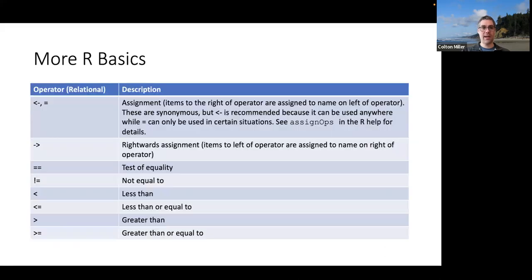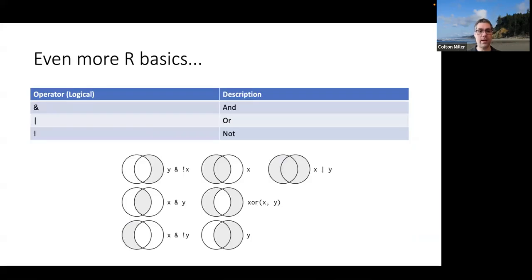I'm going to skip this because I added this as a separate topic that we just covered before. The one thing I'll cover here is that both this kind of arrow assignment and the equal sign are assignments, but the arrow is recommended generally in R because it can be used anywhere, while the equal sign can only be used in certain situations. People by convention generally like the arrow. That's all I really have to say about that. But we covered that part before.